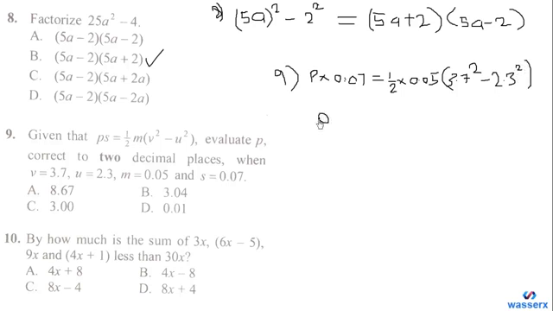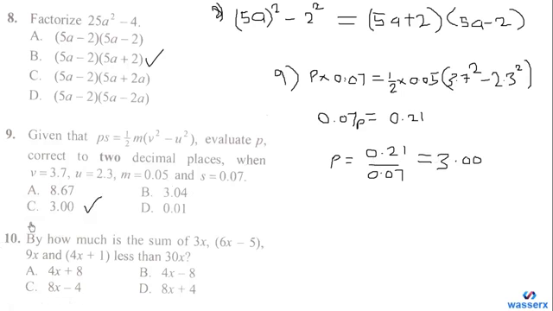Now we need to evaluate to get 0.07 P is equal to, so all this will give us from calculator 0.21. Now let's divide both sides by 0.07. So we'll get 0.21 divided by 0.07, and that will give us 3.00. So the correct answer is C.